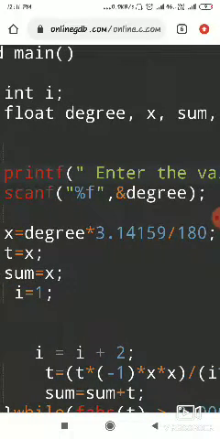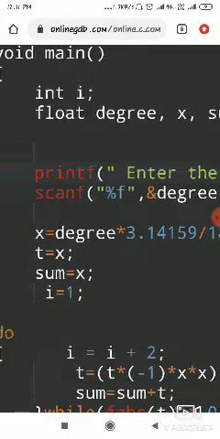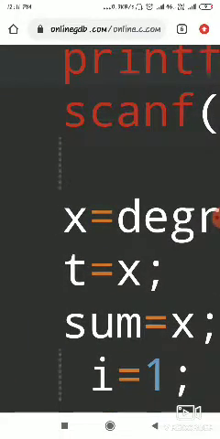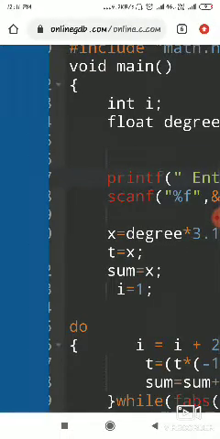So I'm putting the value of pi, multiplied with the actual angle which was in degrees, multiplied by pi value divided by 180. Now this x is holding the radian value. That's what we have to come up with.